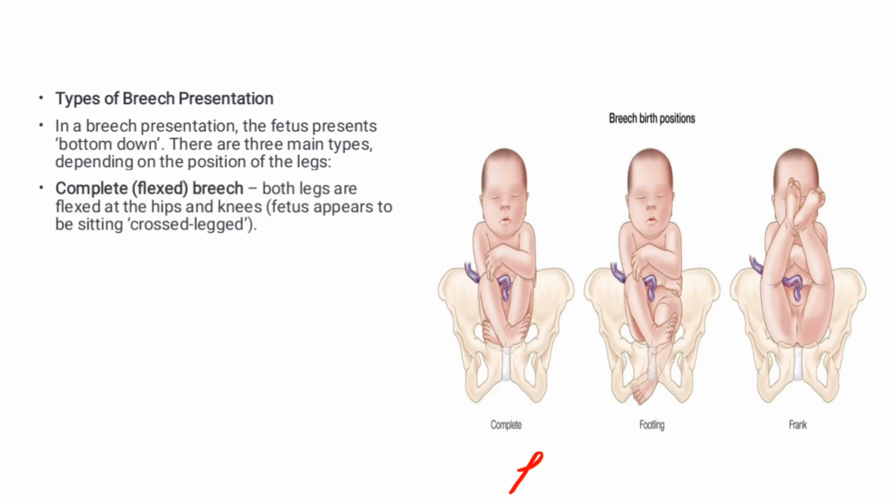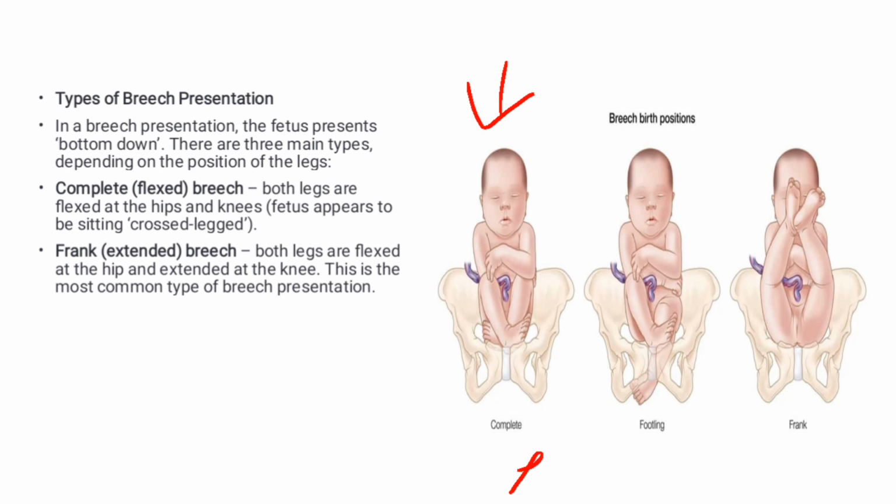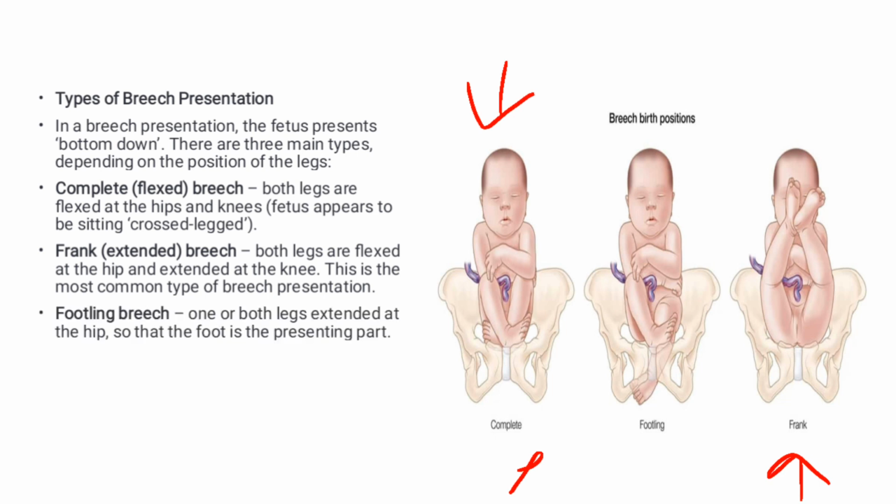So this is a complete one here, where both legs are flexed at the hips and knees, and the fetus appears to be sitting or sitting cross-legged. That's a complete one. Then we have a frank one, also known as an extended breech, where both legs are flexed at the hip and extended at the knee. This is the most common type of breech presentation. Then we have the footling breech, where one or both of the legs are extended at the hip, so the foot is the presenting part. Okay.